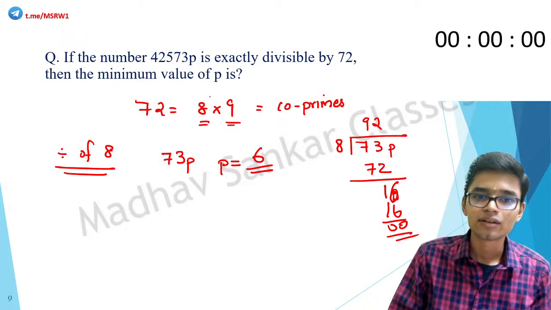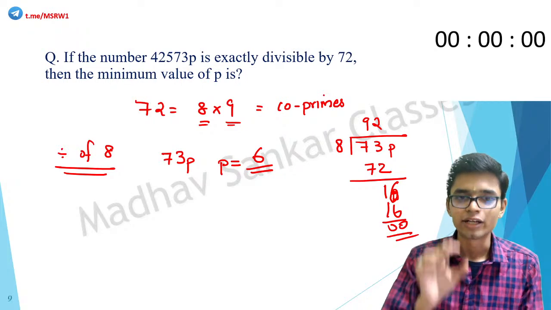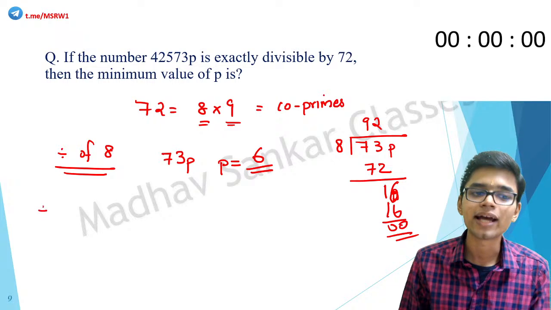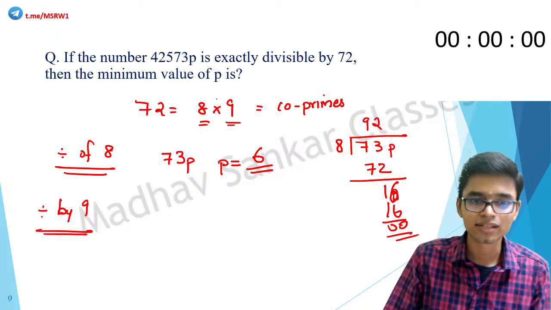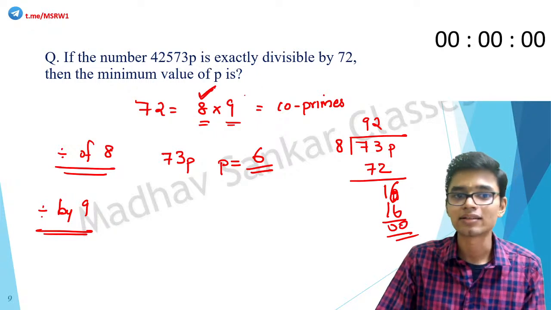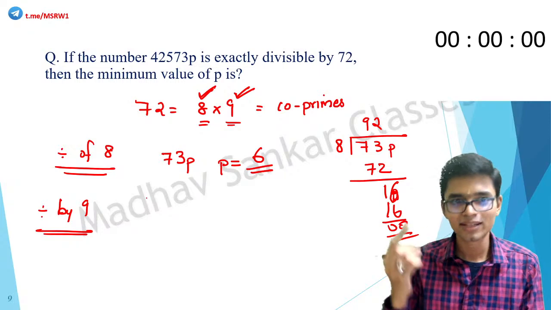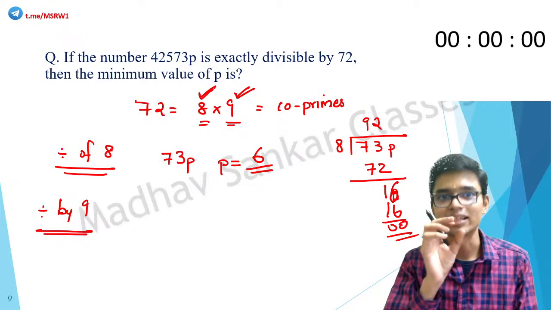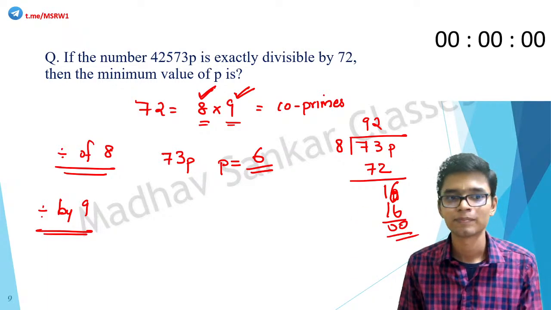Okay, so now we proved that it is divisible by 8. Now, in order to make it 100% sure, we can check the divisibility by 9. We have checked the divisibility by 8 and now let's check the divisibility by 9. How to do that? What was the method? In order to check the divisibility by 9, you have to add the digits and check the sum. Check if the sum is divisible by 9.